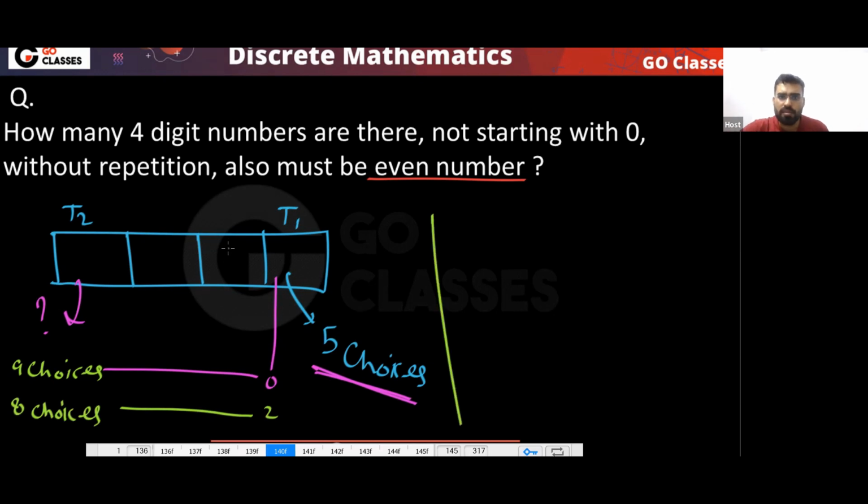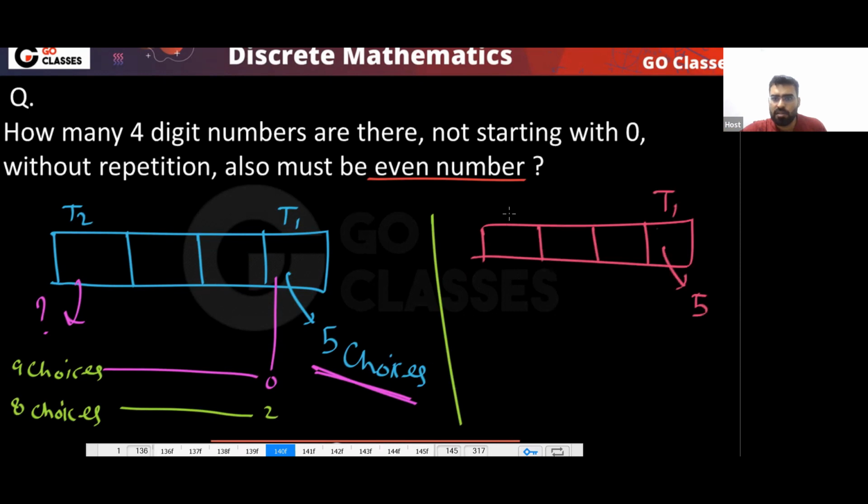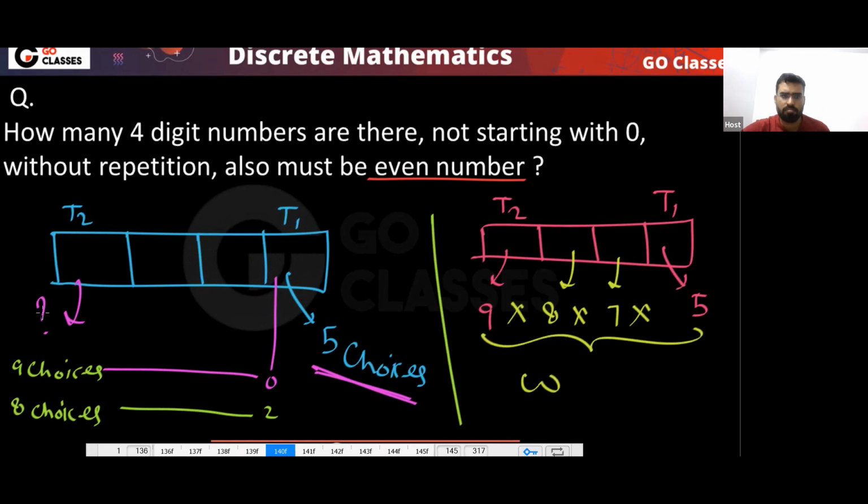So can you notice that there is something going on? So this answer will be wrong. If you do it like this, for example, 5 choices here, this is your T1, this is your T2, 9 choices here, and then 8 choices, 7 choices, this answer will be wrong. So finally, what will the answer be?